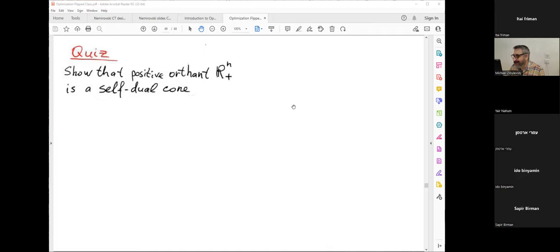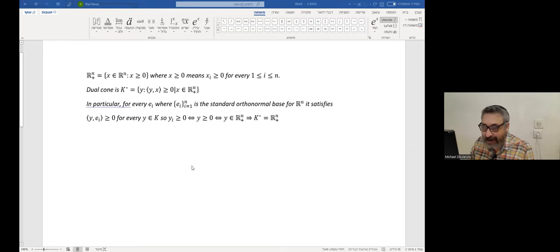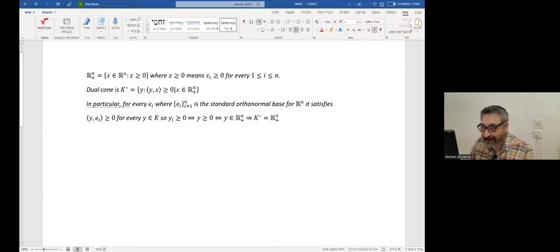Yes, hello. Okay. Today I don't have camera, but I can share the screen. So I will show you my solution. Here is the exact definition for the positive orthant. We know that if x is greater than or equal to zero, then it means that each x_i is greater than or equal to zero for each i from one to n.